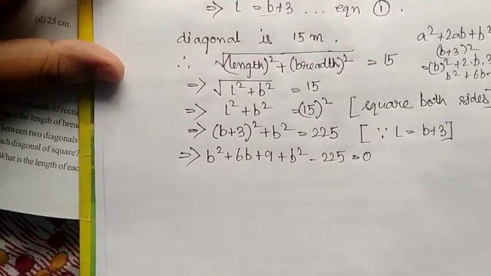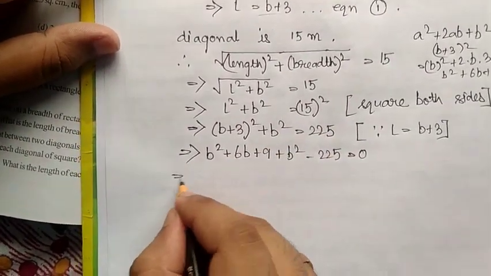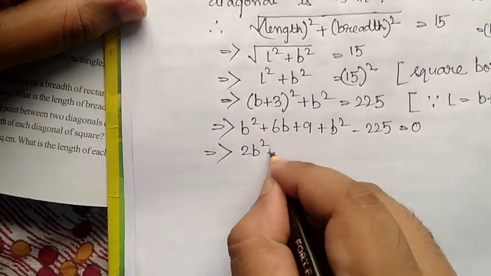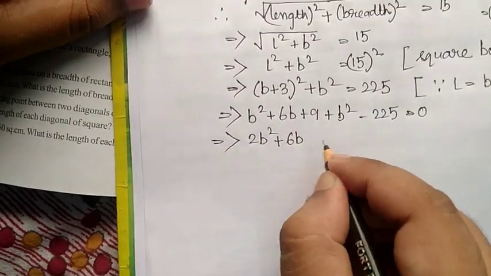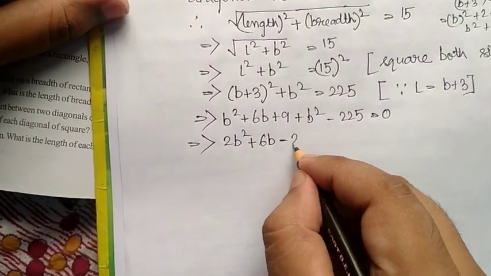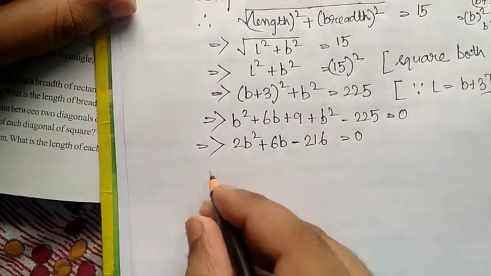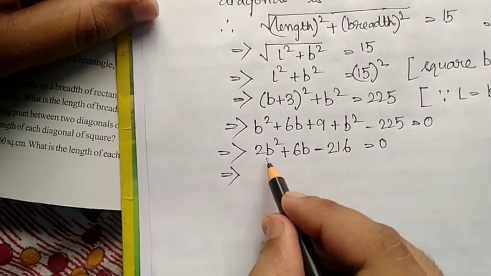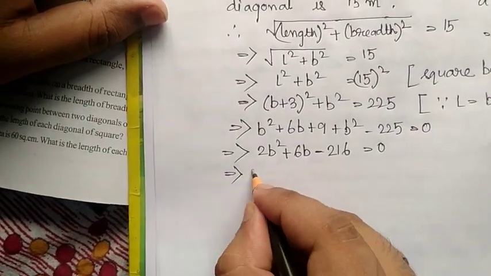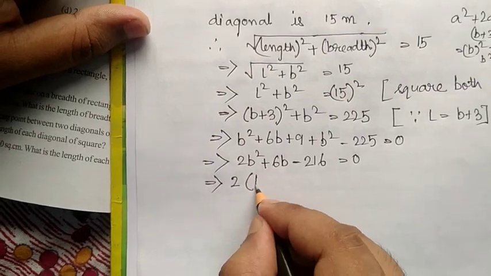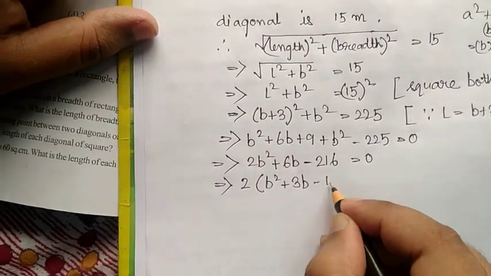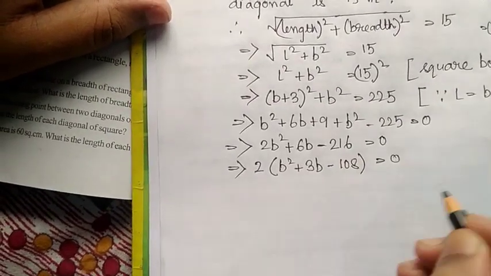From right hand side to left hand side, 225 came here. So therefore B square plus B square equal to 2B square plus 6B minus 225 plus 9. This should be minus 216 equal to 0. Now you see from these three terms we can take common 2. So therefore if we take common 2, here we can write B square plus 3B minus 108 equal to 0.